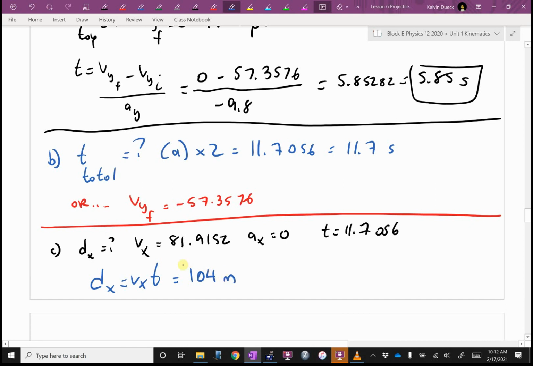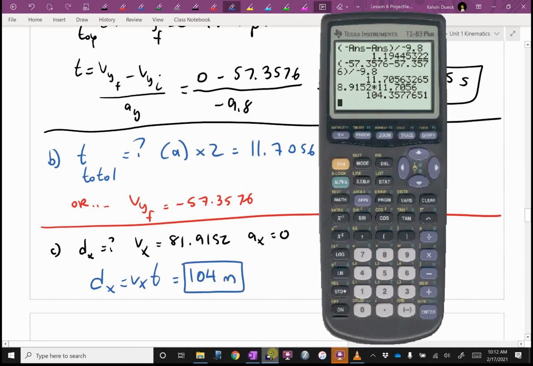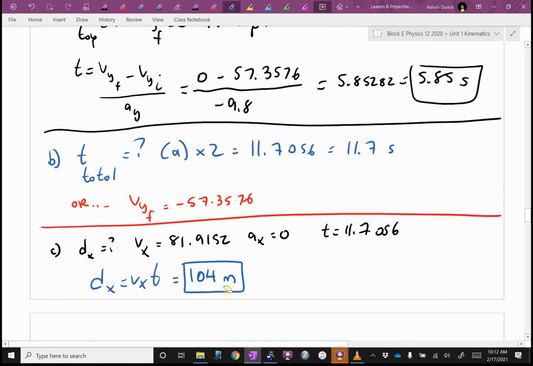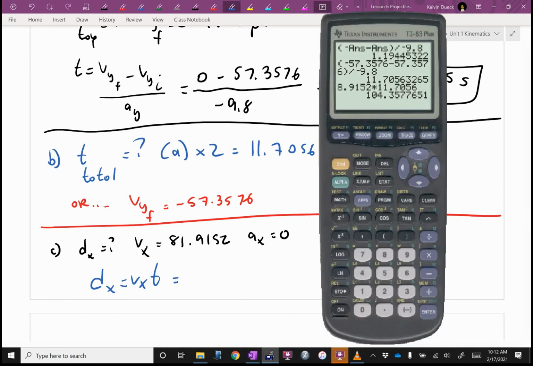Is that right, folks? Anybody else get that? Sorry? I got a massive typo. Sorry, you're right. The one didn't show up after the... Thank you for catching that. That seemed way too small. Yeah, 959 meters downrange, almost a kilometer.